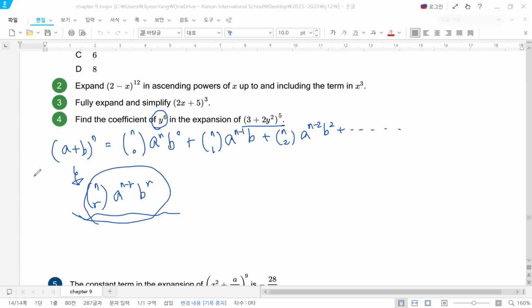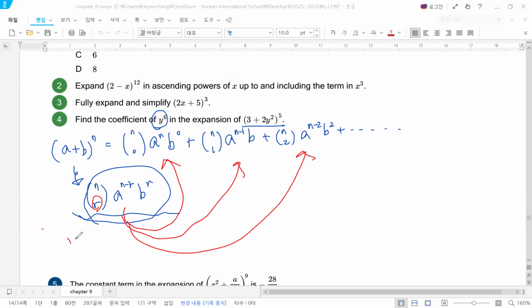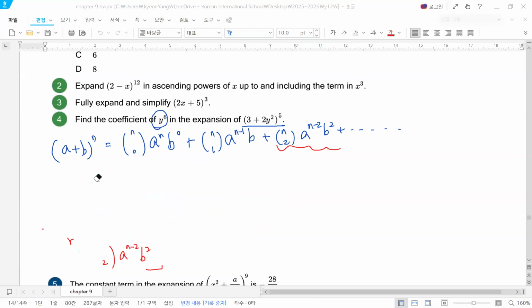So this one means, depending on the value of r, this one can express any of these terms. For example, if r equals 2, the general term can be written as nC2, a to the power of n minus 2, and b squared, which is the same as this term. Do you understand? So general term means it can be any term depending on the value of r.